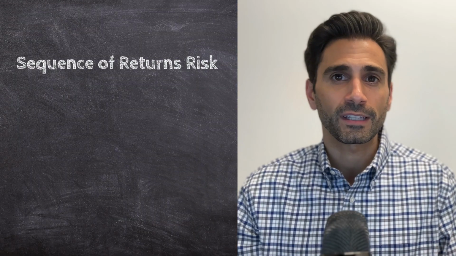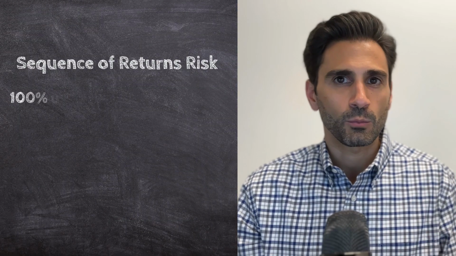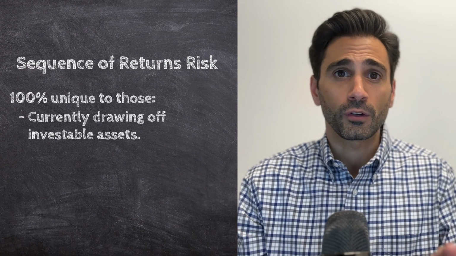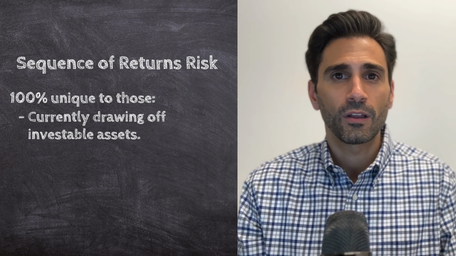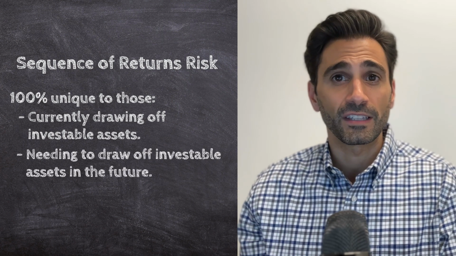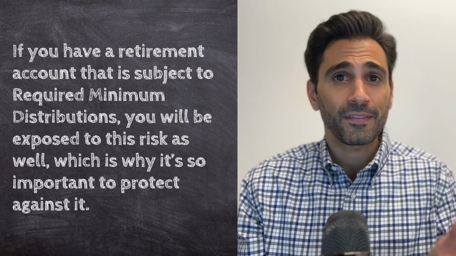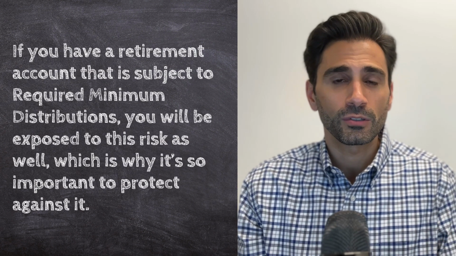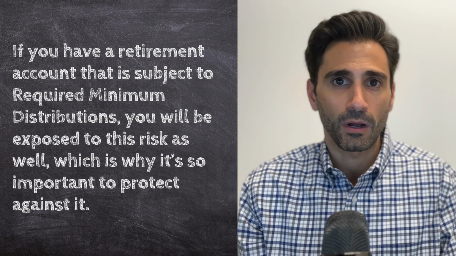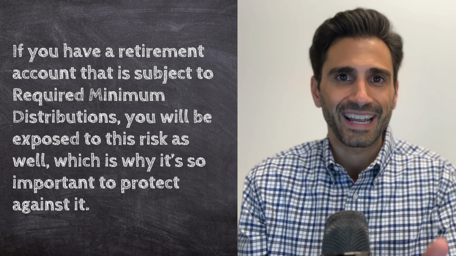Sequence of returns risk is one of those risks. This is a risk 100% unique to those either currently drawing off investable assets or those needing to draw off investable assets in the future, retirees and pre-retirees alike. And if you have a retirement account that's subject to required minimum distributions, you will be exposed to this risk as well, which is why it's so important to protect against it.